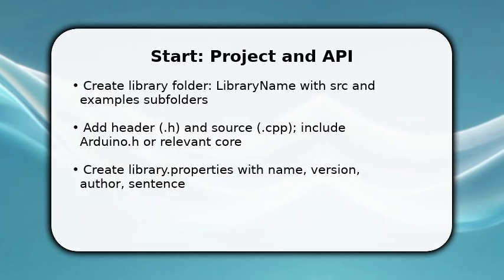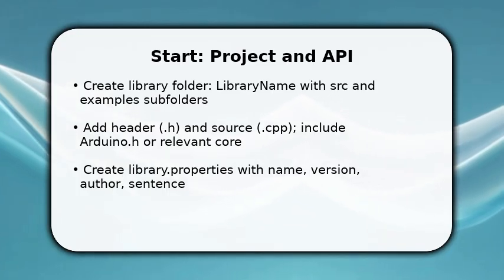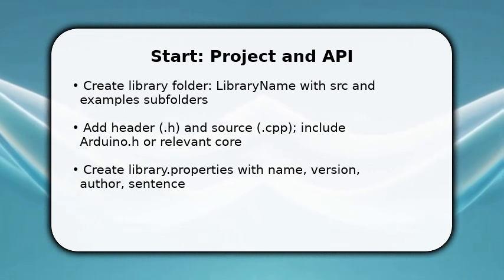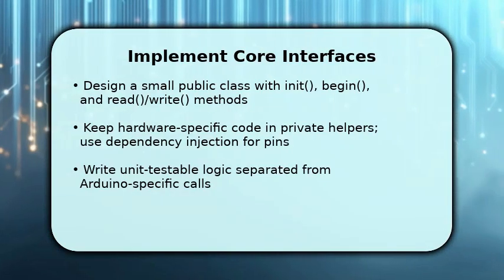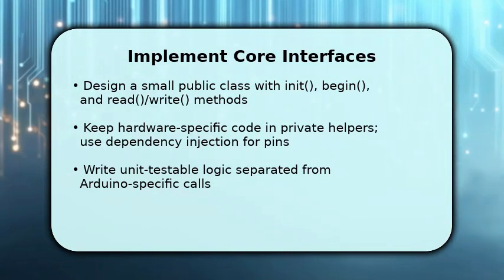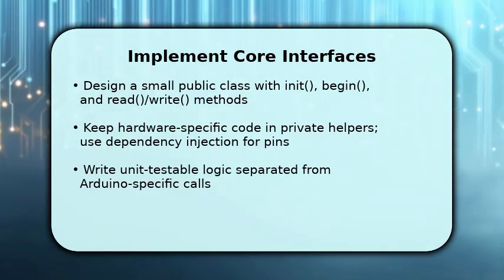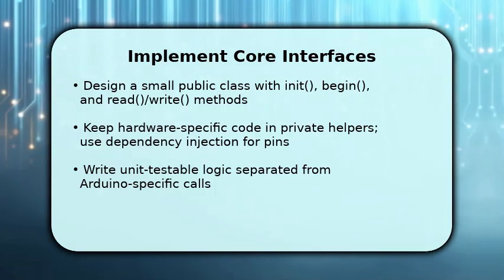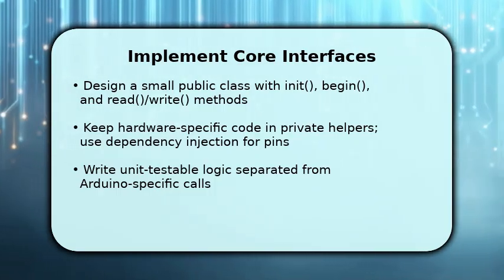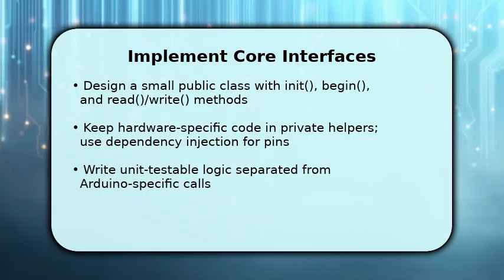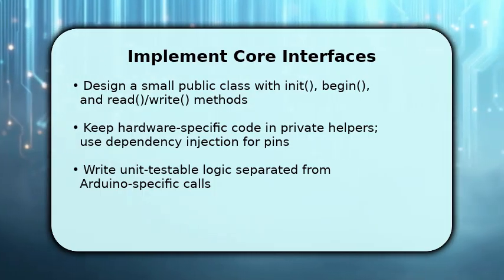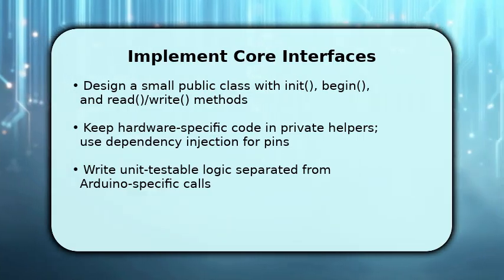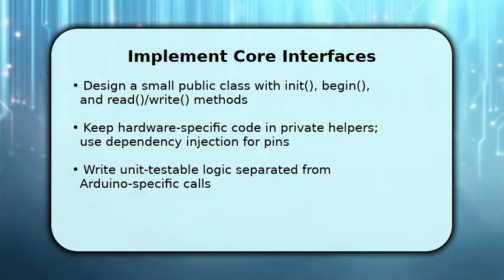Make sure to commit these files into a Git repo so you have history and a stable base for subsequent development and testing. You now implement the core interface for your library, concise methods like init or begin, and clear read/write semantics. Split hardware access into private helpers and pass pin numbers or interfaces into constructors so you can test logic separately. Once implemented, create example sketches that exercise typical use cases and edge cases.